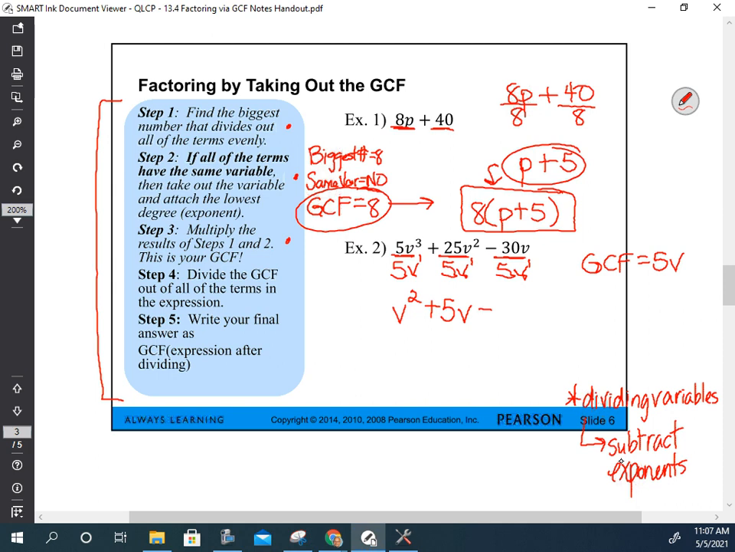Minus 30 divided by 5 is 6. 1 minus 1 is 0. So since the variable has an exponent of 0, it drops out. So there is no v attached to the 6. Can you explain that again? Why there's no v attached to the 6? Because the exponent became 0. 1 minus 1 is 0. That means you don't have any.